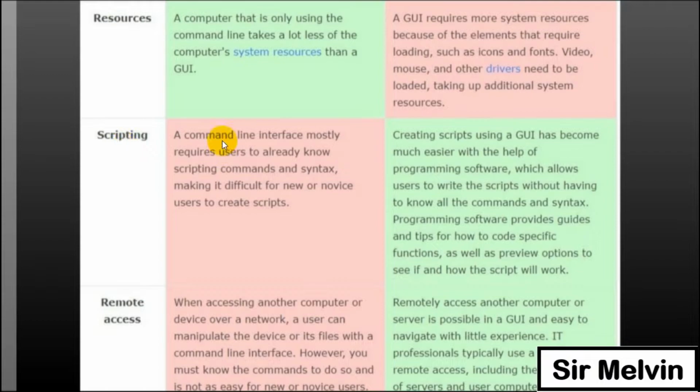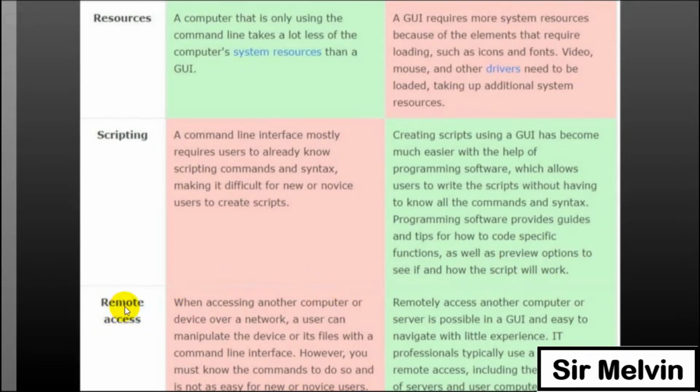Scripting. A command line interface mostly requires users to already know scripting commands and syntax, making it difficult for new or novice users to create scripts. In GUI, creating scripts has become much easier with the help of programming software, which allows users to write the script without having to know all the commands and syntax. Programming software provides guides and tips for how to code specific functions, as well as preview options to see how the script will work.